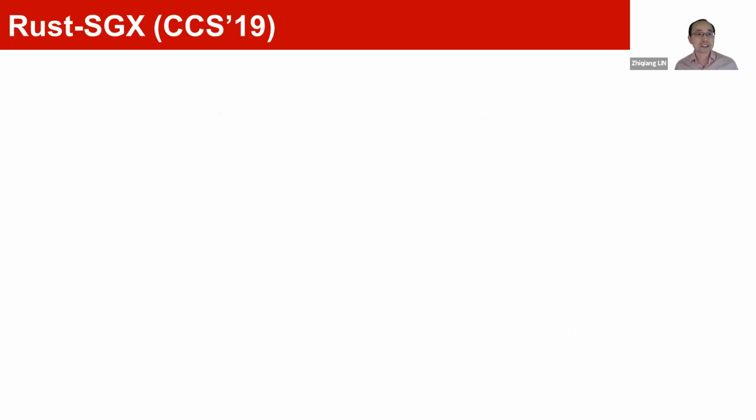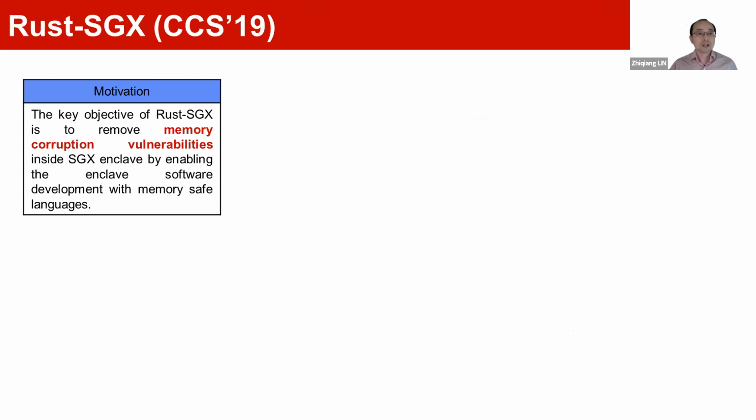And the key observation there is we know the SDK provided by Intel is still built on top of C and C++, and the enclave code developed from this SDK can still suffer from memory corruptions. So then can we use memory safe languages to help developers develop the code? That is why we look at using programming languages such as Rust.